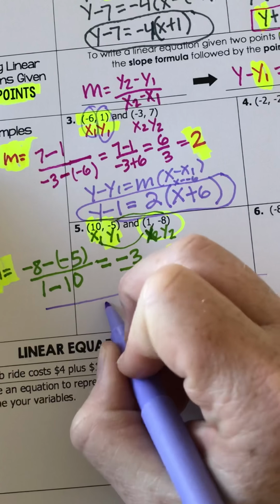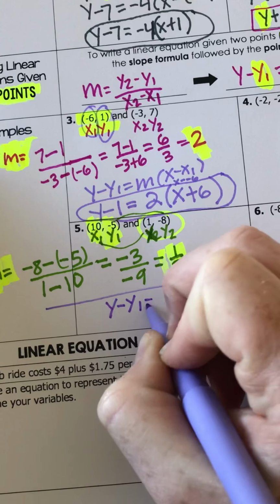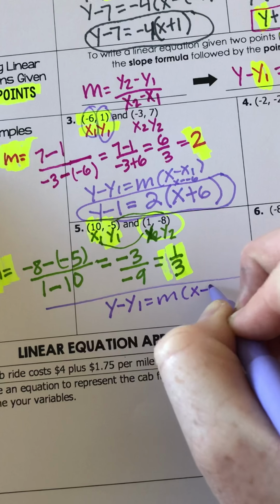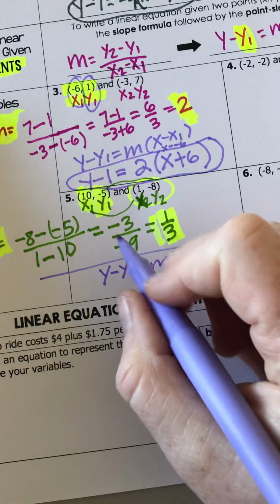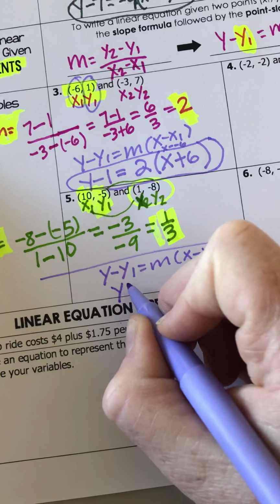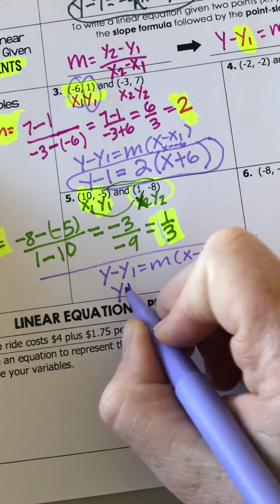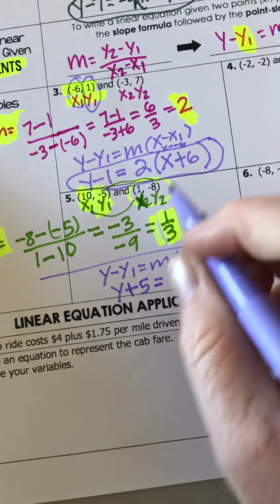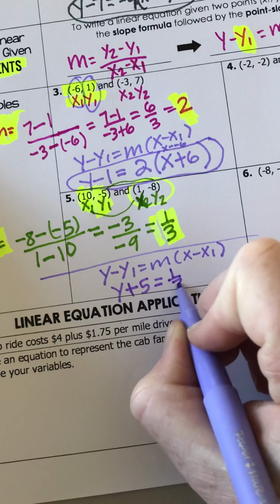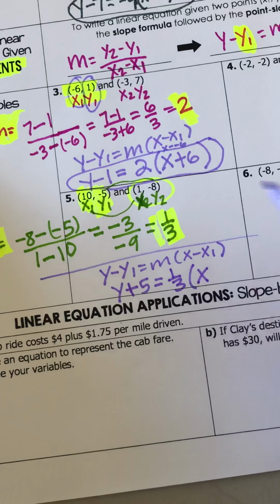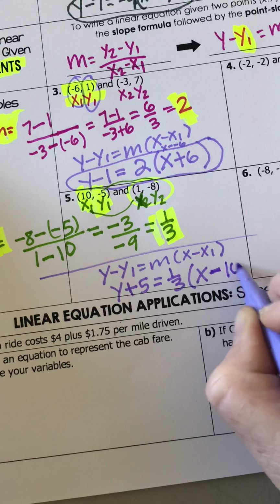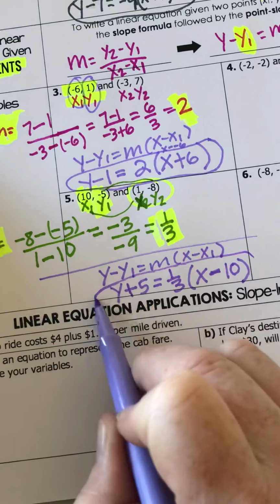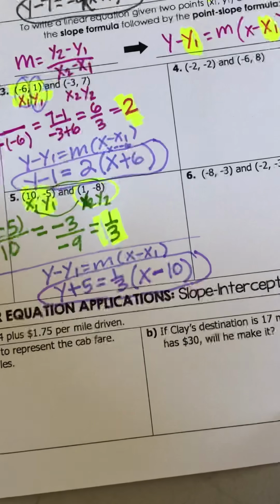So y minus y1 equals m times x minus x1. Okay, so y1 is negative 5, so that'll change it. If I do minus minus, that would be plus 5. And then m is 1/3 times x, and then x1 is 10, so still minus 10. Okay, now that is your formula there.